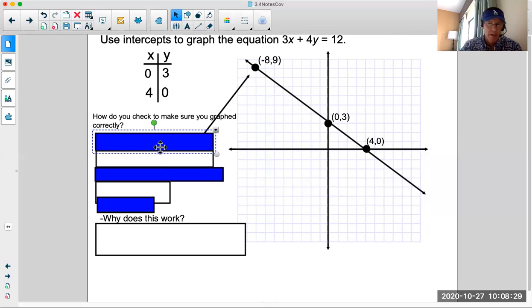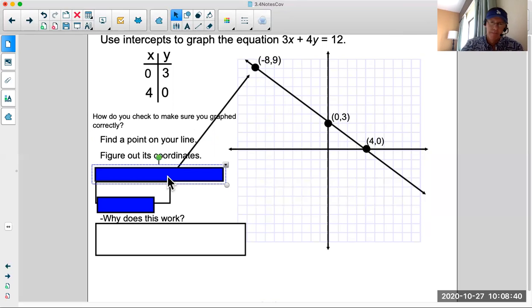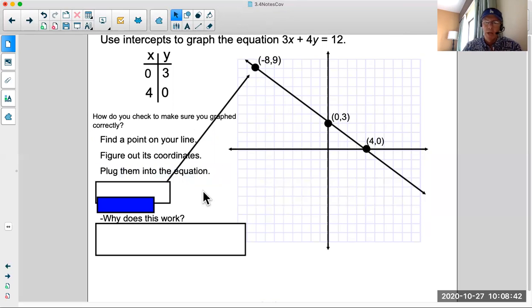So I plug in, by the way, notice the blue and the white. Notice that, yeah. So we'll find a point, figure out its coordinates. We did, -8, 9. We're gonna plug them into the equation. So let's actually plug those in, and then we'll check it.